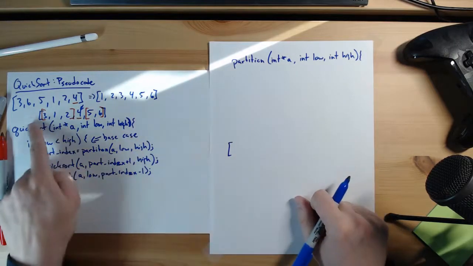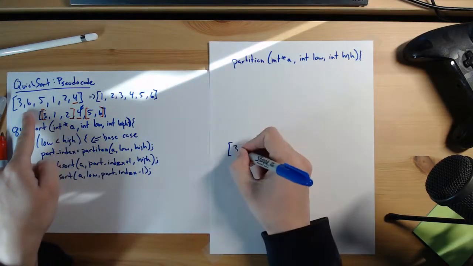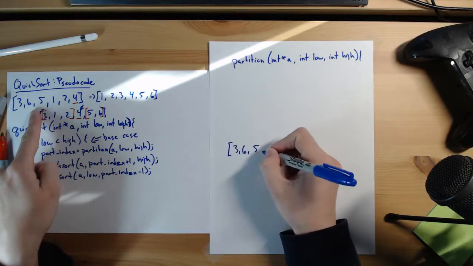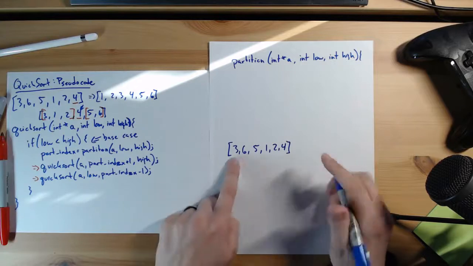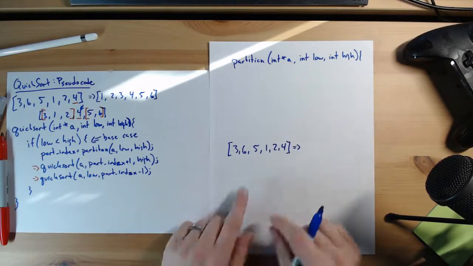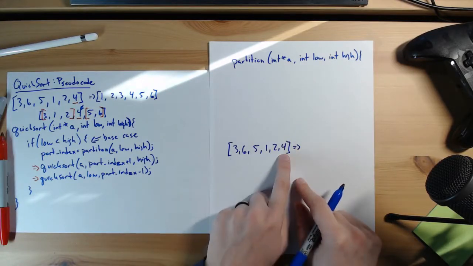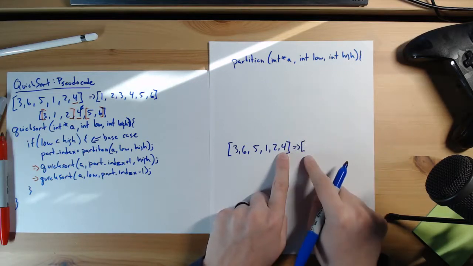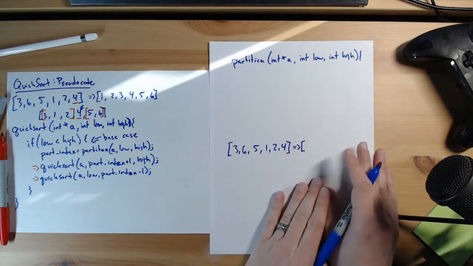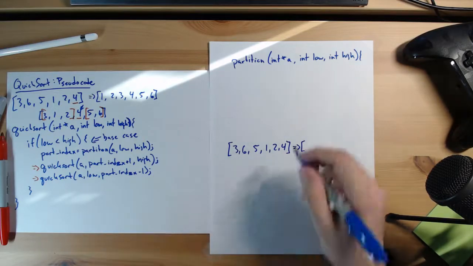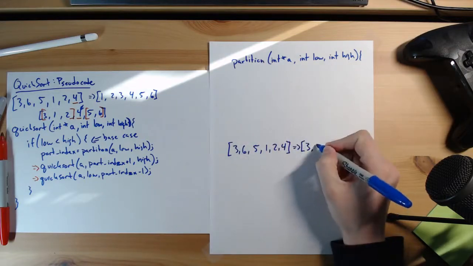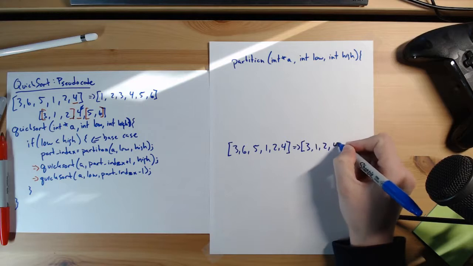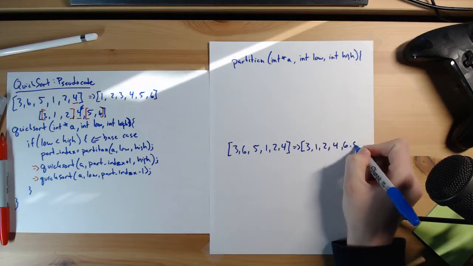So, for example, if we use this array over here, 3, 6, 5, 1, 2, 4, it's the job of this partitioning function to select a pivot. In this case, we're going to use the logic of selecting the final element, or the last element, in our array as the pivot, and then moving it to its proper position, and then having everything greater be on the right side, everything smaller be on the left side. So in this case, it's the job of this partition function to return back an array that looks something like this: 3, 1, 2, 4, 6, 5.